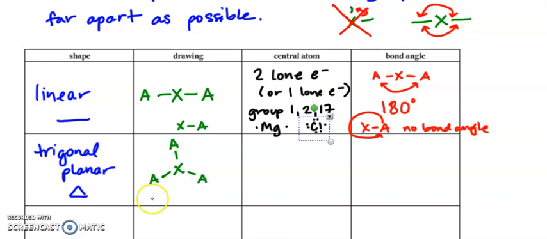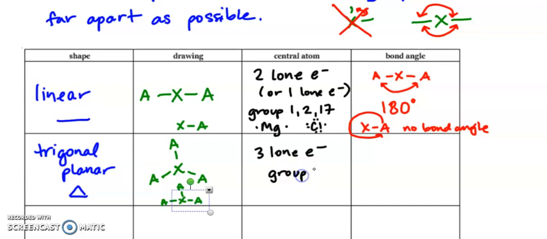Sometimes you'll see this drawn like this though, more in 2 dimensions, but this is the same shape when you see it drawn like this. Things that bond like this are going to be things that have 3 lone electrons. So this is going to be things in group 13, like boron or aluminum.